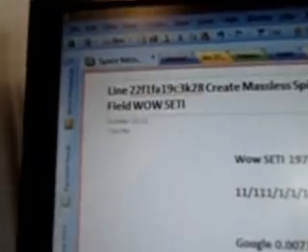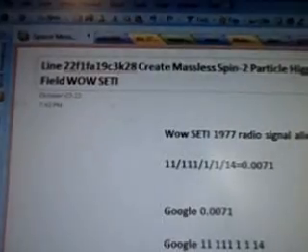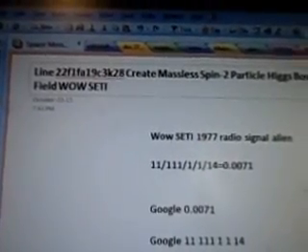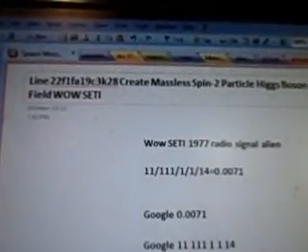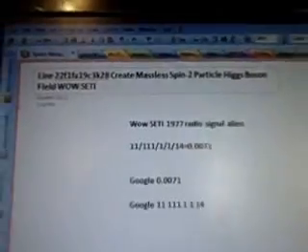Okay, so line 22f1fa19c3k28, this is part 2. I ran out of battery power, so I had to come back and do it again. So create massless spin-2 particle Higgs boson field Wow Seti. So I'm going to continue where I left off. First I did a little bit of the research, and I'll go back to where I started.